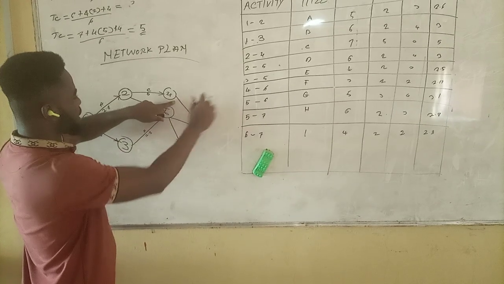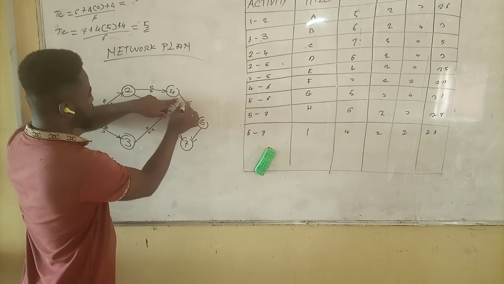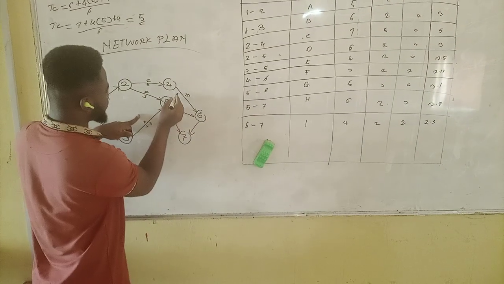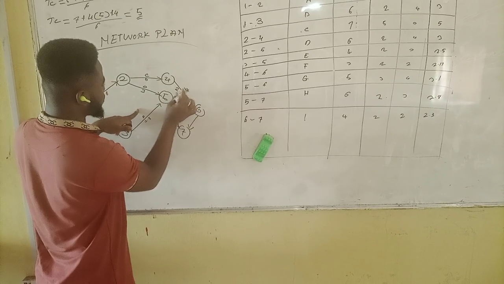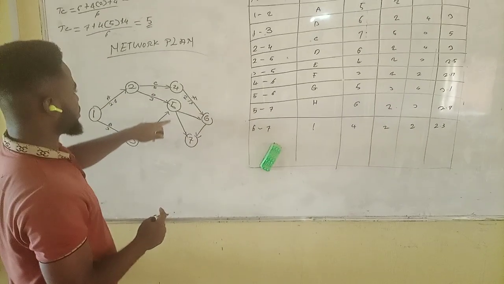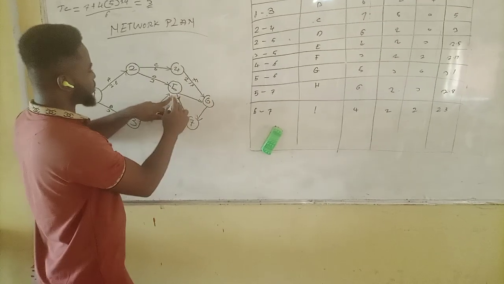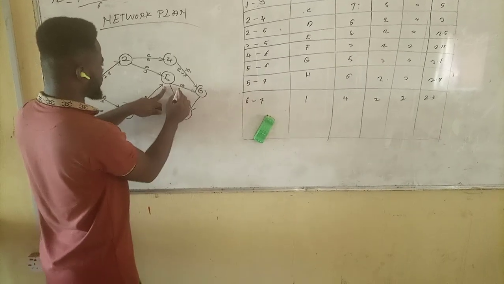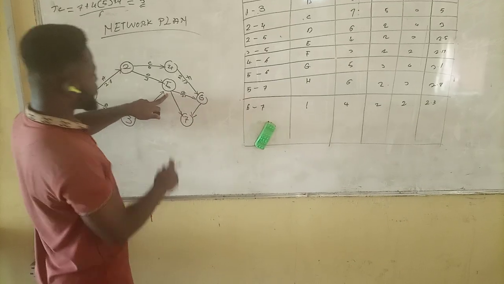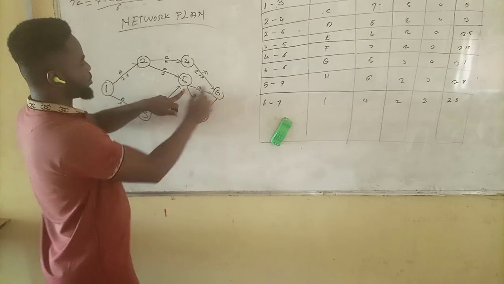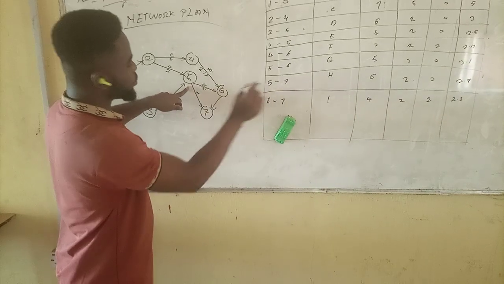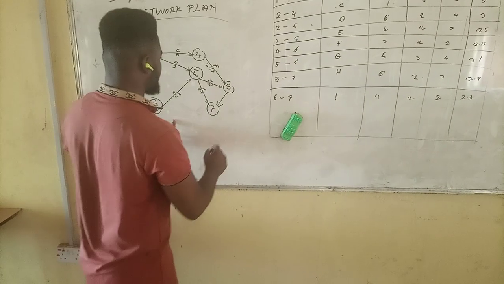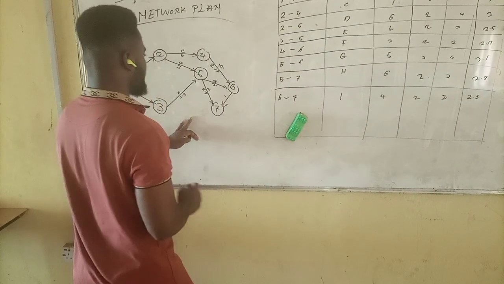4 to 6, title F, the TE is 2.17. Then we have 5 to 6, title G, the TE is 3.1. 5 to 7, title H, the TE is 2.8. Then 6 to 7, title I, the TE is 2.3.